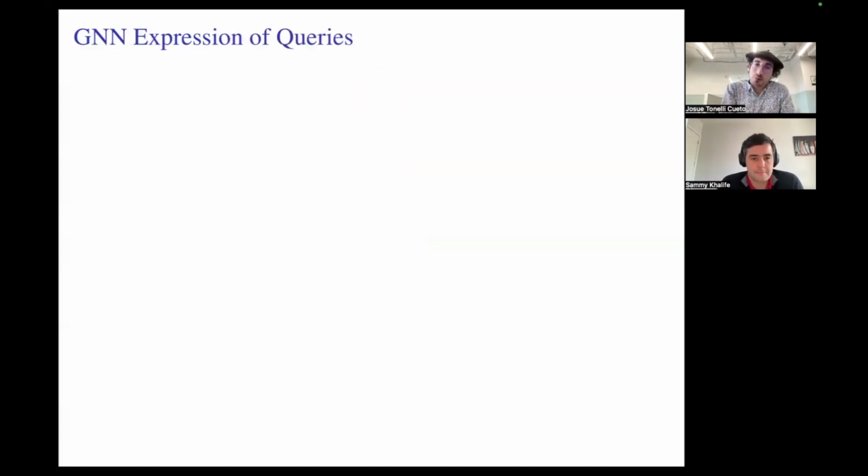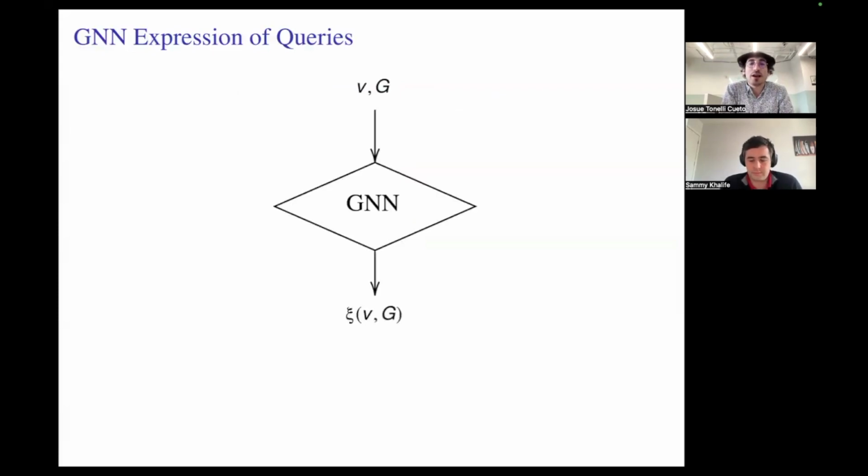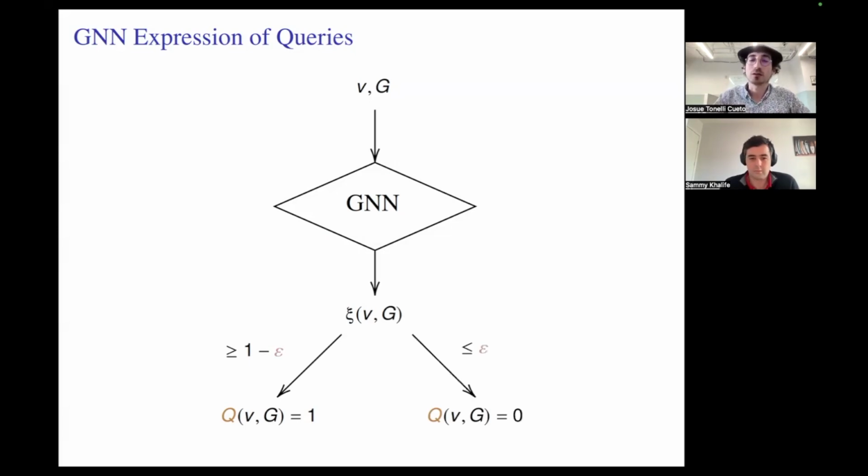What do we mean by expressing a GC2 query? We will be given a vertex and a graph. Then our GNN will produce a real number that is the output. And we want these real numbers to be well separated according to whether the query is true or false. Being more concrete, we want to find an epsilon such that the query is true if this output is above 1 minus epsilon, and that is false if this value is less than or equal to epsilon.